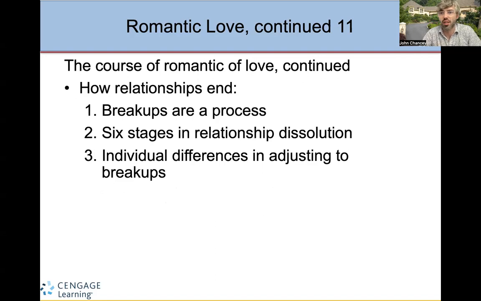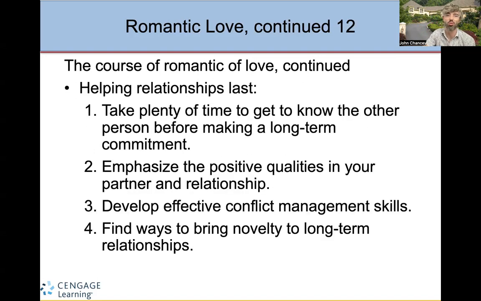But things to consider when they end: breakups are a process. Even though there's one breakup event, there are still steps before and after that lead up to the relationship being over. Psychologists have identified six stages of relationship dissolution, meaning how it will end. And there's lots of variation in how people adjust to a breakup.